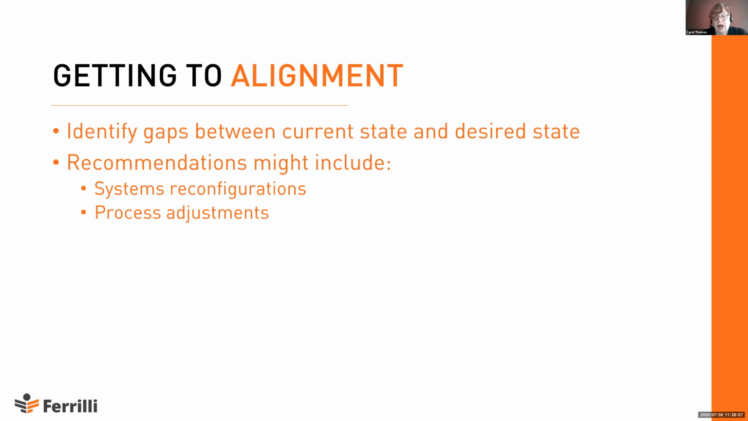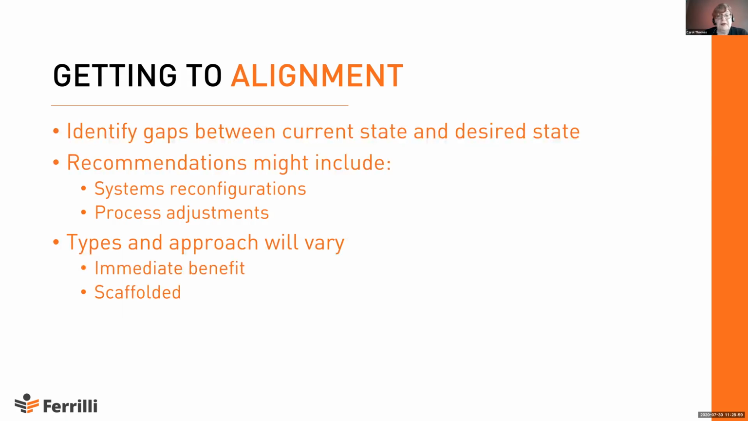They might include complex process adjustments. It just depends. But we will look for types and approaches that, while they will vary, we're looking for immediate benefit. We're looking to scaffold what we do to give you medium and longer term benefit so that things are organized in a way that you will continue to see improvement as you work through this process of alignment.